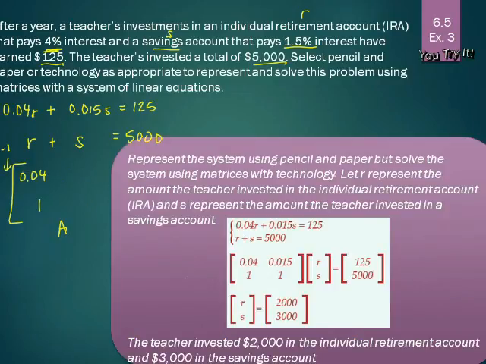Represent the system using pencil and paper, but solve the system using matrices with technology. Let R represent the amount the teacher invested in the individual retirement account, IRA, and S represent the amount the teacher invested in a savings account. 4/100 R plus 15 thousandths S equals 125. R plus S equals 5,000. 4/100, 15 thousandths, 1, 1 times R, S equals 125, 5,000. R, S equals 2,000, 3,000. The teacher invested $2,000 in the individual retirement account and $3,000 in the savings account.